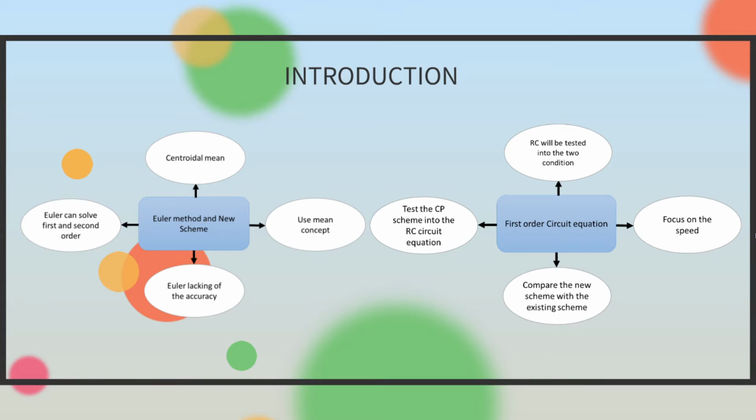This proposed scheme will be applied to first order ODE and first order RC circuit equation. As we test in first order ODE, I choose the resistor-capacitor equation to be applied in my new scheme. The RC circuit equation has two conditions, which are charging and discharging conditions. The new scheme will be focused on the speed, and when it is successfully tested, the new scheme will be compared with existing schemes such as polygon scheme by Zozamri, harmonic polygon by Noharfiza, and cube polygon by Noraida.